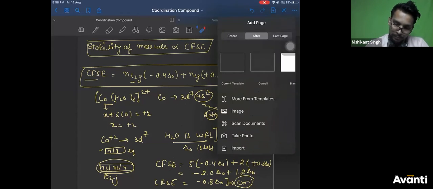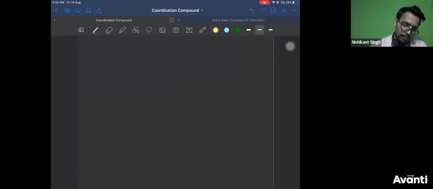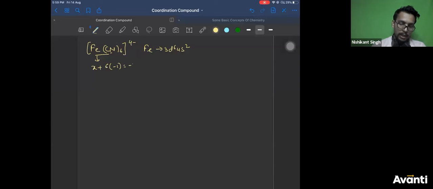I'll give you one more example. Let us take [Fe(CN)6]4-. Iron's electronic configuration is 3d6 4s2. You can find the iron oxidation state: X plus 6 into minus 1 for cyanide equals minus 4. So X minus 6 is equal to minus 4, which implies X is plus 2. So iron is plus 2, which implies Fe2+ will be 3d6.